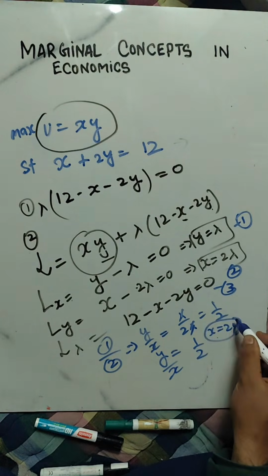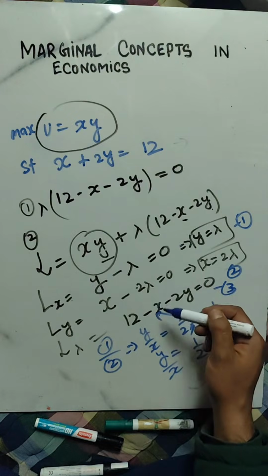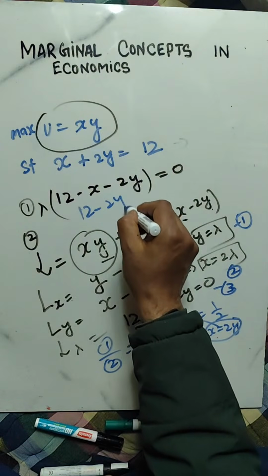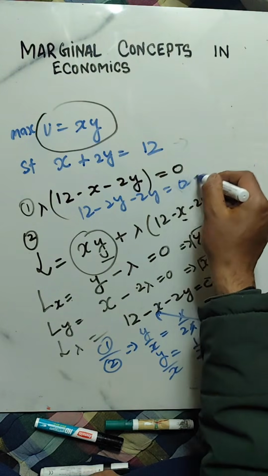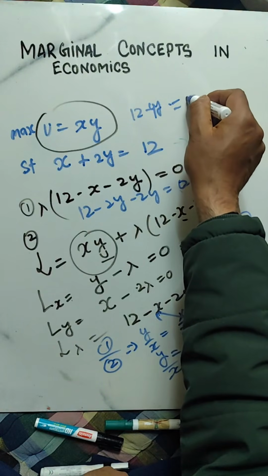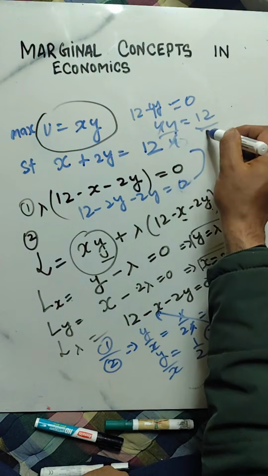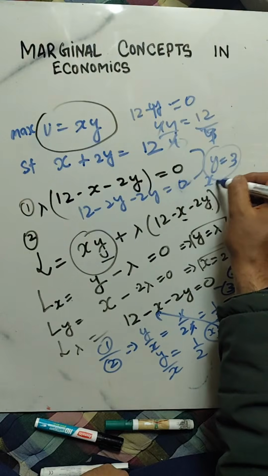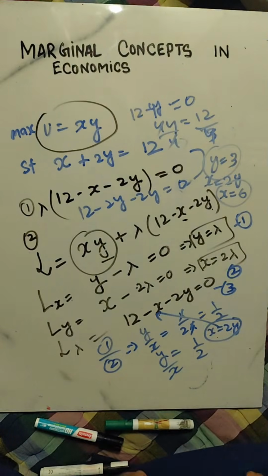Then we plug this value of x is equal to 2y into the third equation. So we have 12 minus, in place of x we have 2y, so we have 12 minus 2y minus 2y is equal to, sorry, it is equal to 0. Solving further, we get 12 minus 4y is equal to 0, or 4y is equal to 12. Dividing both sides by 4, we get y equal to 3, and since x is equal to 2y, x will be equal to 3 into 2, which is equal to 6. So this is how we solve it using Lagrange's method.